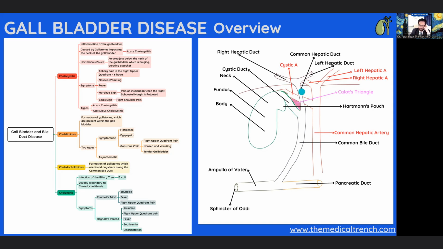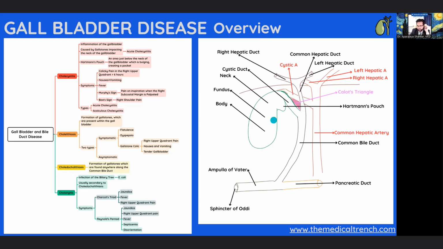They say that the Calot's triangle is bounded superiorly by the inferior border of the liver. If you say that to the professor, he's going to mark you wrong, and he does ask what the Calot's triangle is. I mean, I was asked this question myself. So the Calot's triangle is this one, that it is bounded inferiorly by the cystic duct, medially by the common hepatic duct, and superiorly by the cystic artery.